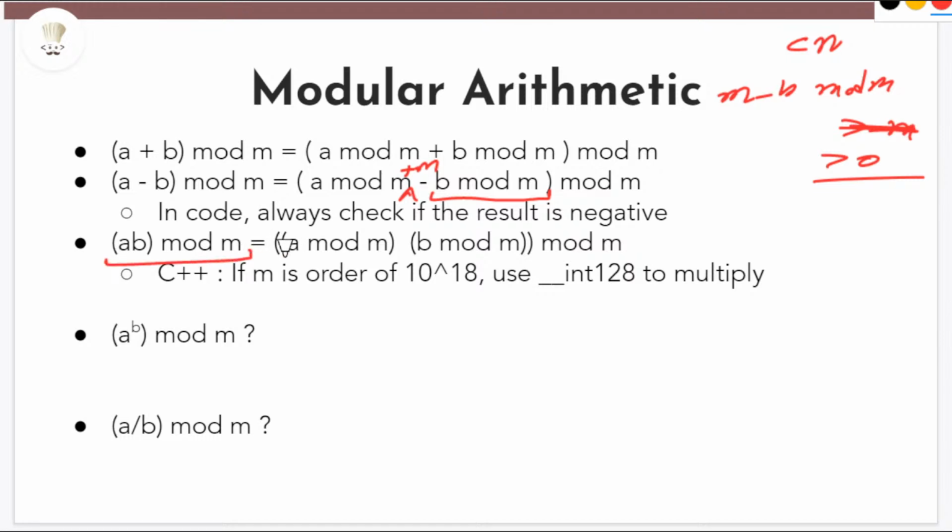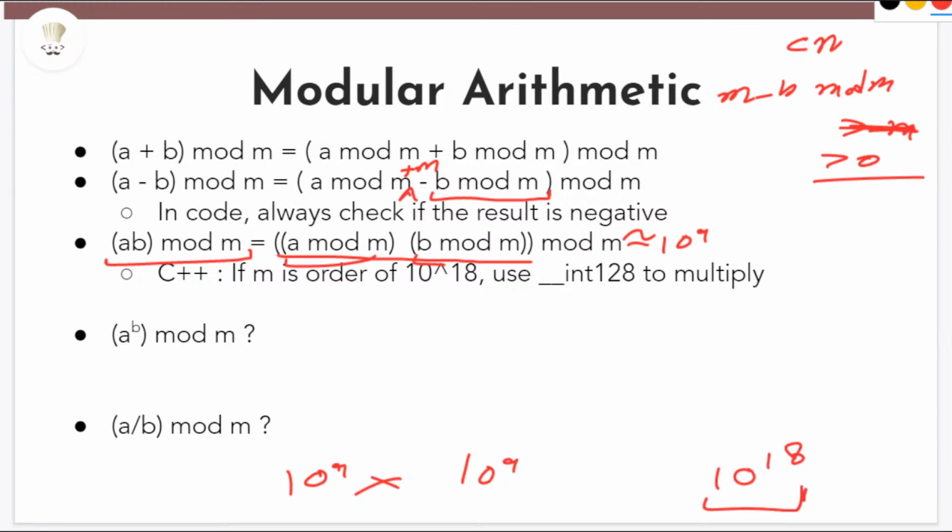A b mod m is a mod m into b mod m, right? Of course, if m is around 10 to the power 9, you have to perform this multiplication internally in long format, because a mod m would be of the order 10 to the power 9, b mod m would also be of order 10 to the power 9. Multiplying that, we get a number of order 10 to the power 18, and this would not fit in the int format, so you have to use a long format. Also, if m is the order of 10 to the power 18, then you have to use int 128 to multiply. You have to get to the next big integer data type, which is underscore int 128. This is only available in 64-bit machines, so I don't think it would be available in CodeChef, but it is certainly available on Codeforces.